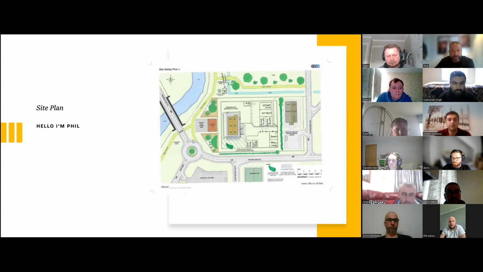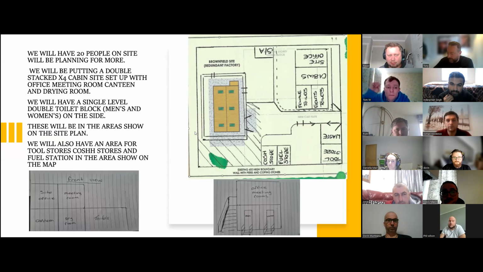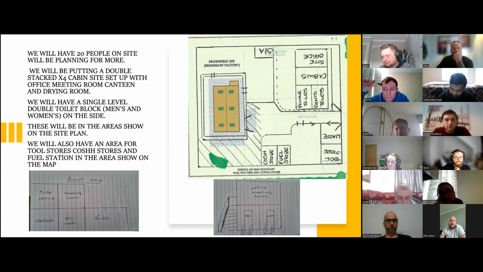Right, site plan. Here we go, Phil. Our site plan is quite simple, really. We've moved everything away from the building that's being demolished. And basically, we've only got one access. So I'm going to go through the site plan and traffic management, plus where the cabins are going to be landed.